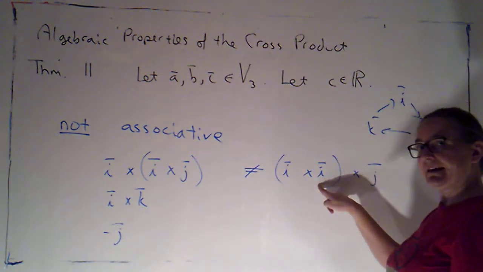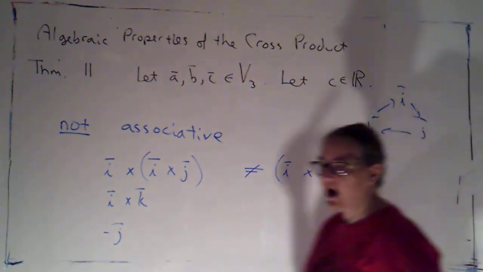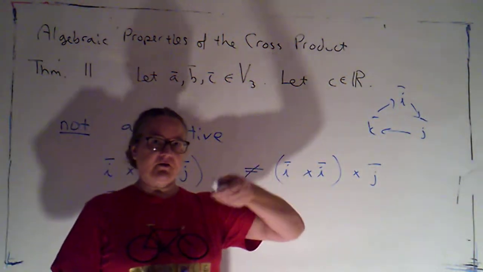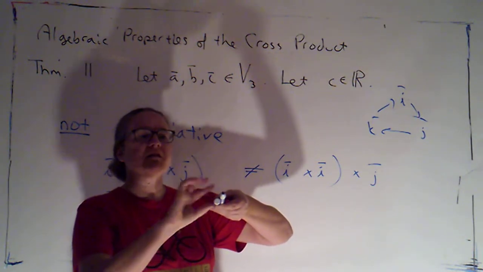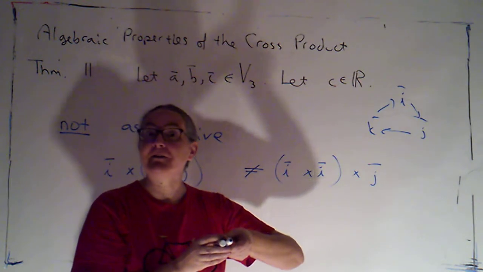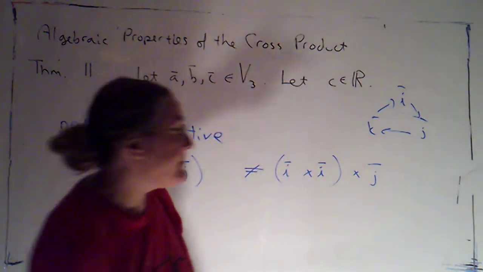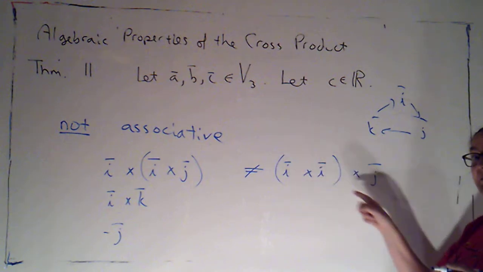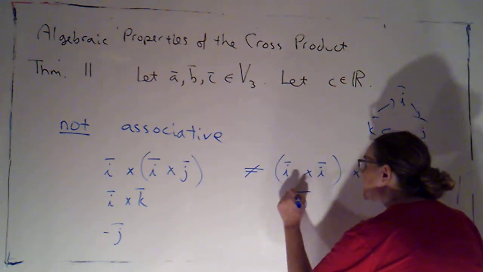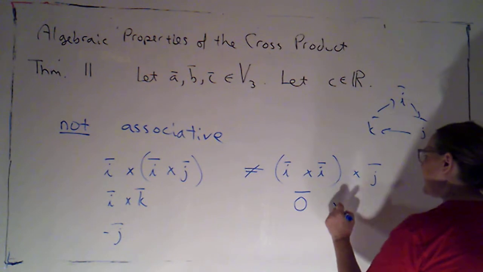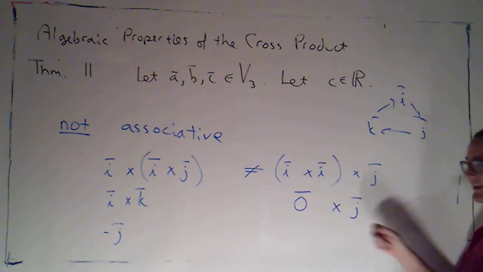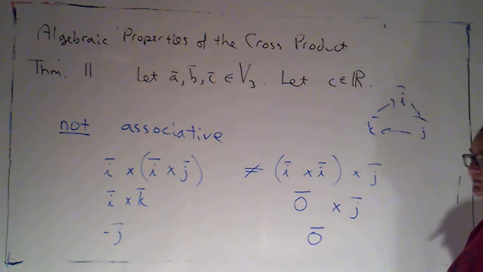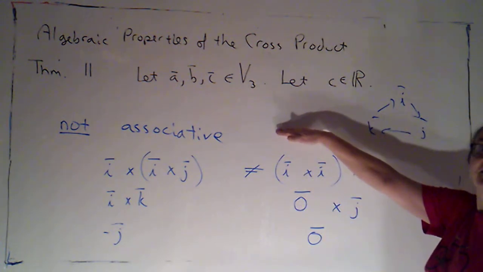Now on this side, i crossed with i. So I've got a vector that's pointing straight out, and I'm crossing it with itself. Since these vectors are exactly the same, they're parallel. They make an angle of 0. And remember, if two non-zero vectors are parallel, their cross product is 0. So on this side, I'm getting 0 crossed with j, and if I cross 0 with anything, I'm getting the 0 vector. So this example right here shows that it is not associative.